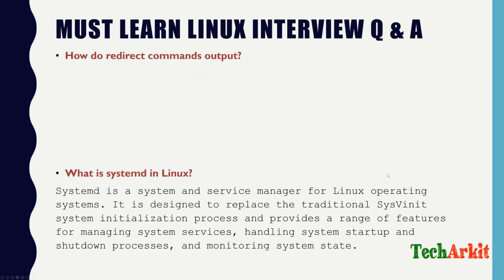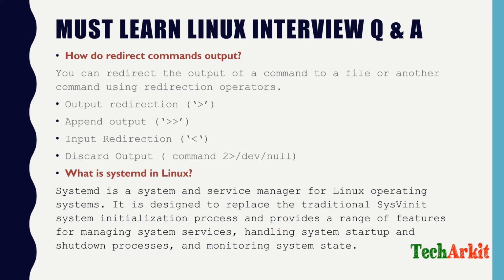How to redirect a command's output? You can redirect the output of commands to a file or another command using redirection operators. One is output redirection: you can use the single redirection sign, which redirects your output to another file. If you want to append to a file that already contains some content, you can use the double redirection sign. You can also update it.